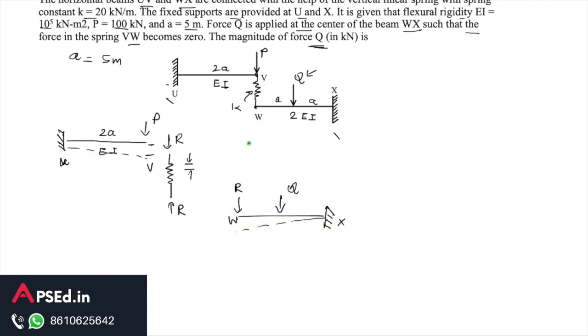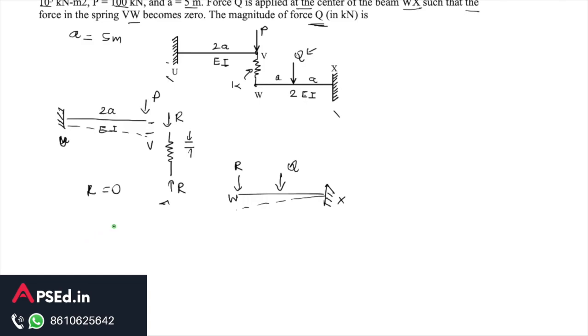Now as per the question, the force in the spring should be 0. So force in the spring will be 0 when the deflection in WX is same as deflection in this beam UV. Now if force is 0, then basically this force R is equal to 0, and this will be possible when the deflection delta UV is equal to delta WX. And there is no force, R is equal to 0 in that condition. So we just have to write the equations for deflections for the two beams, and equating that we can find out the value of Q.